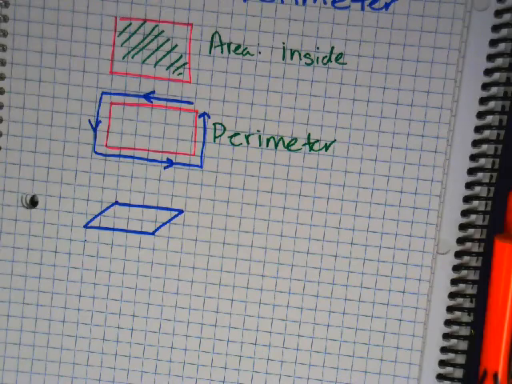Are these lines ever gonna touch if I extend them? No. Are these lines ever gonna touch? No. Are these lines gonna ever touch? No. So they both have two sets of parallel lines. What is the difference? It starts with an A.